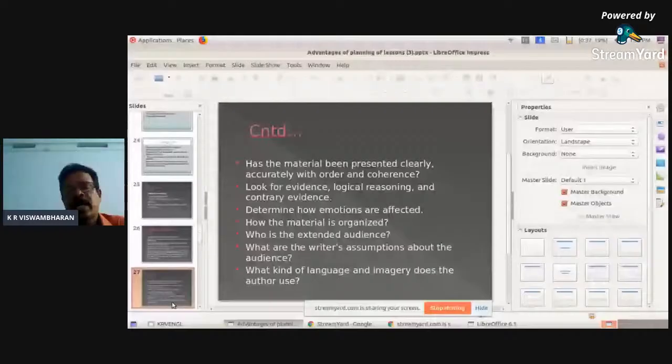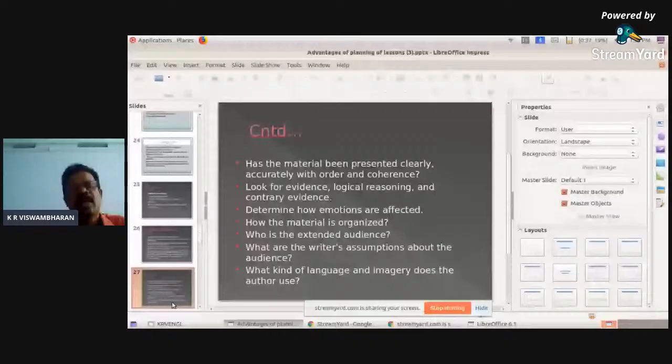And I told you the author has a thought. Look at the evidence. Logical reasoning and contrary evidence. He must have tried to make his vision clear, make his perspective clear through this material. And you must analyze it critically, logically, look for the evidences. And if you got the evidences and the reasoning is there, determine how emotions are affected. By reading this material, how emotions are getting affected.